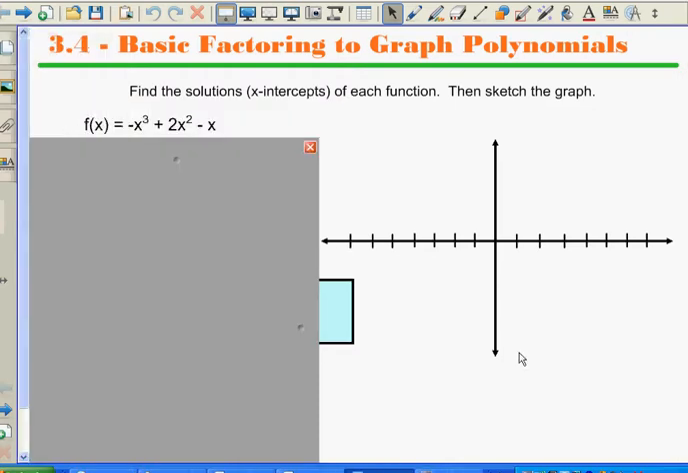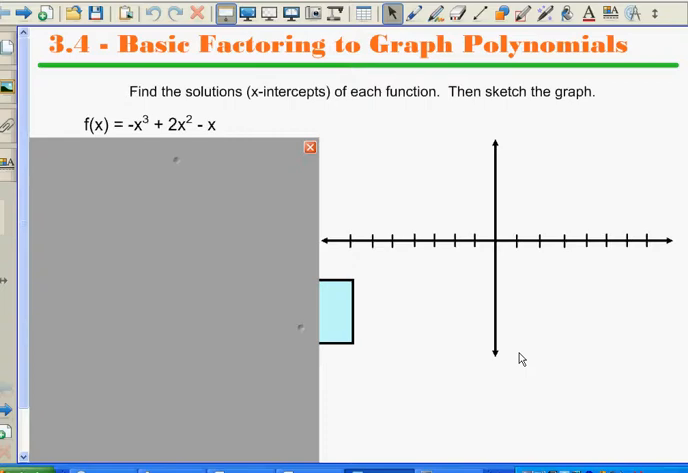Okay, so this lesson is to actually use the factoring we've been doing. I've given you a function in standard form, and what I want you to do is graph it using the intercepts. But the only way to know the intercepts is for us to put it into factored form.